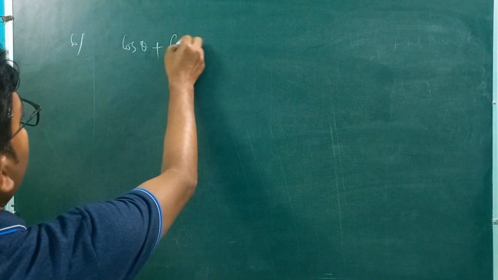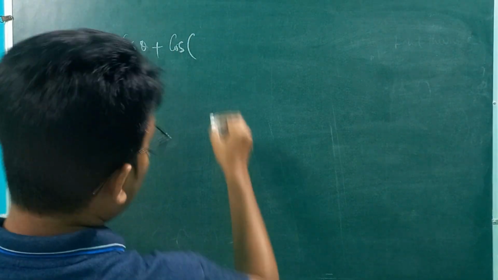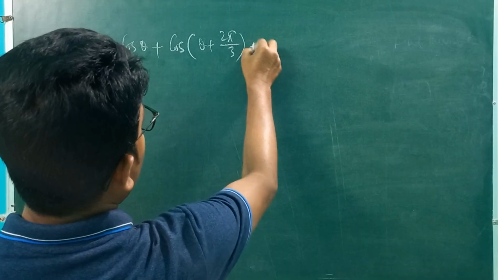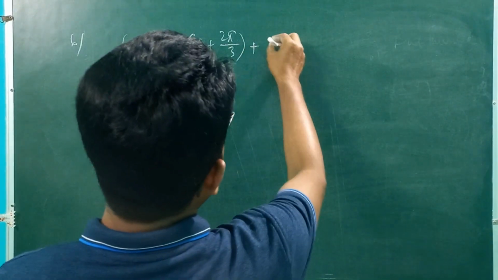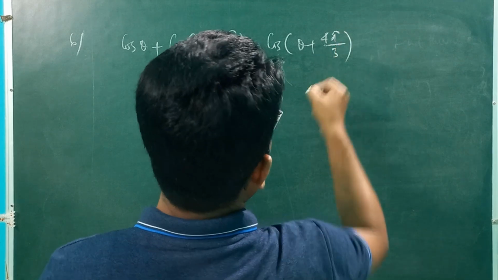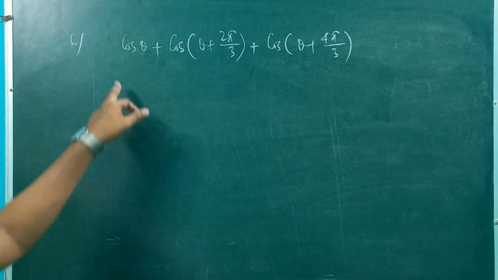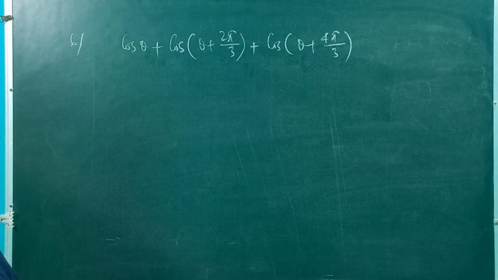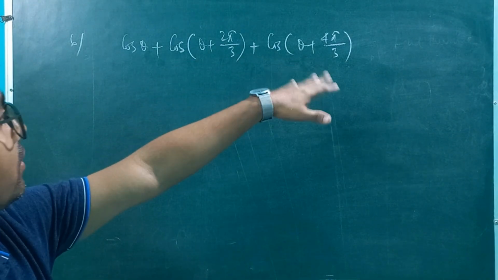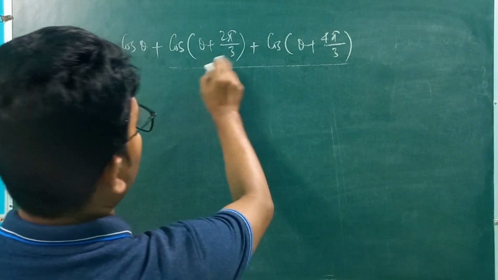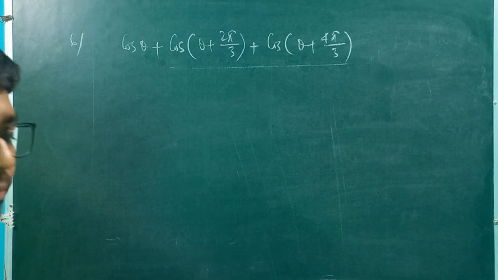Cos theta plus cos of theta plus 2 pi by 3 plus cos theta plus 4 pi by 3. You have to calculate its value. So all of these are in sum form. I can take cos c plus cos d and apply the formula.